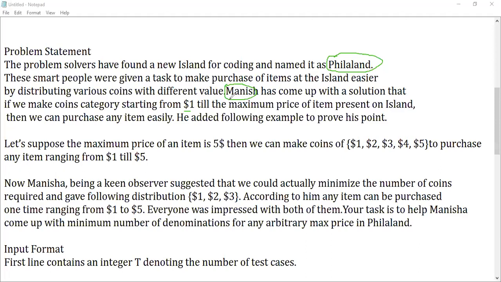A person called Manish has come with a solution. So what is the solution? If the maximum price in the island is like $100, or assume $10, we can just make it $10. That'll be easy, right? So minimum amount.